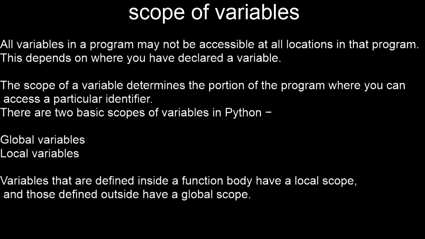So in Python also it is the same thing. There are global variables and local variables. Variables that are defined inside a function body will have only a local scope, otherwise it is a global scope. That means when we define outside, that will have a global scope.